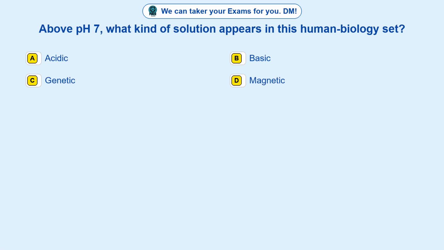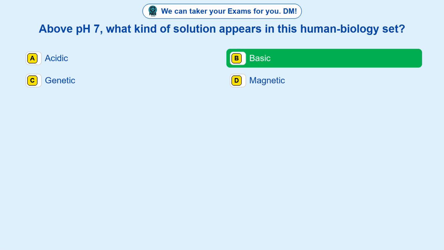Question 36. Above pH 7, what kind of solution appears in this human biology set? Option A, acidic. Option B, basic. Option C, genetic. Option D, magnetic.